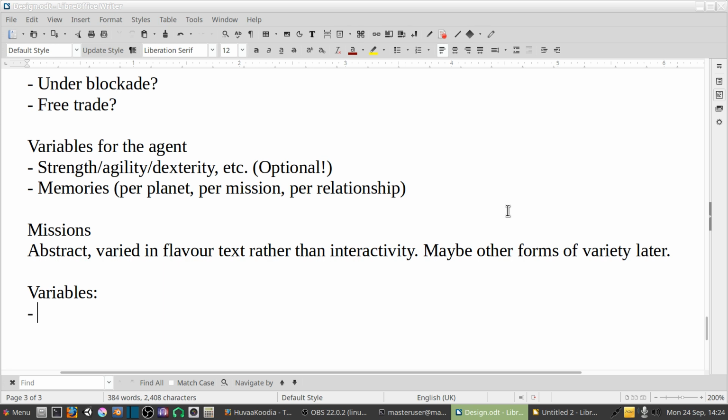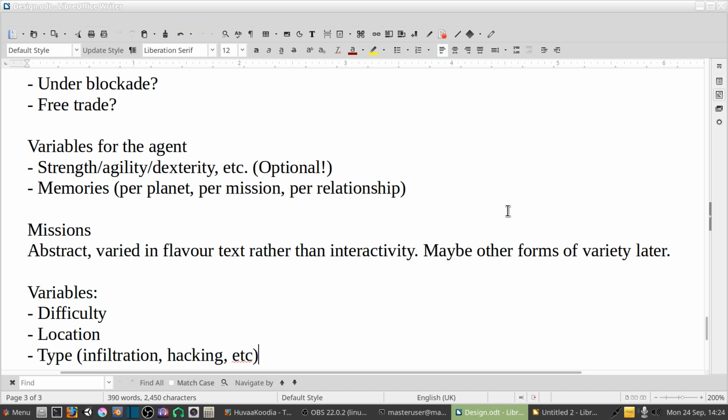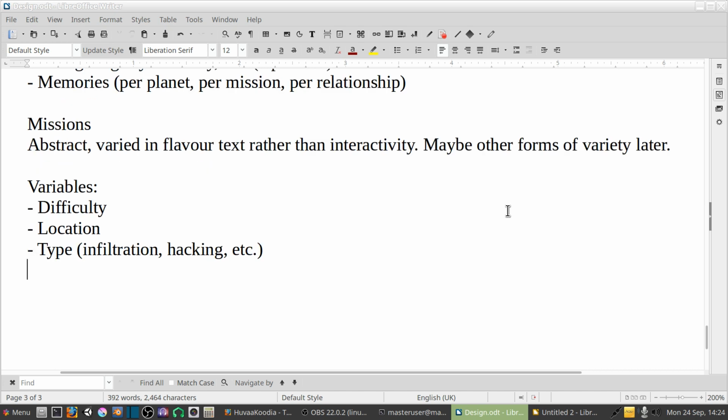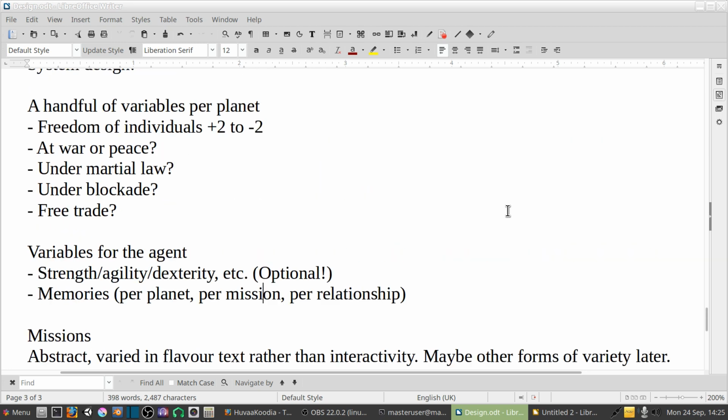What are variables? There's a difficulty, location, of course, type, so all of that stuff, and then duration, time of day, stuff like that. Okay, so how about the agent?